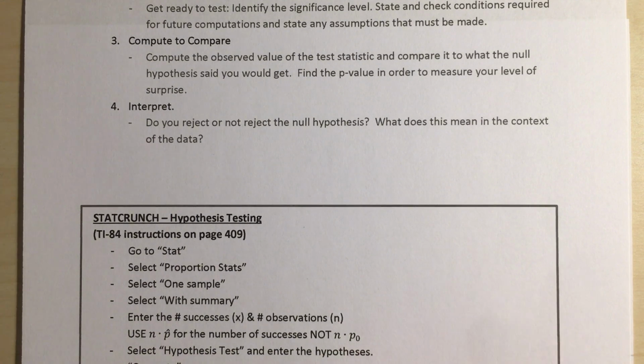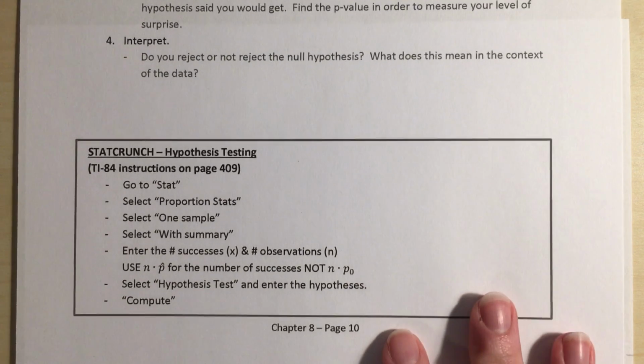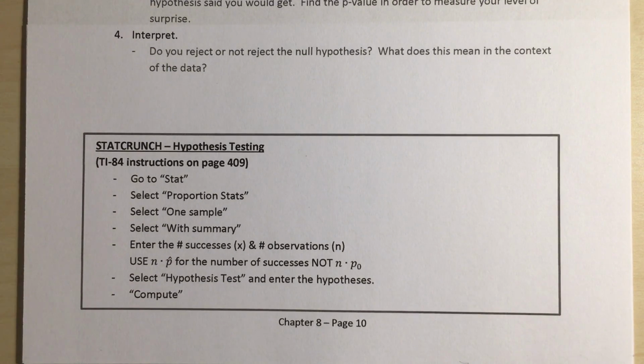So what we have down here at the bottom is a brief description of our StatCrunch steps. We're going to go to Stat, we're going to select Proportion Stats, One Sample, With Summary. Notice that this is exactly what we did in section 7.4 when we were working on confidence intervals. We're going to enter the number of successes and the number of observations. Again, there's a little note there: use n times p-hat for our number of successes. So make sure as we're going through, you're entering those correct values in there.